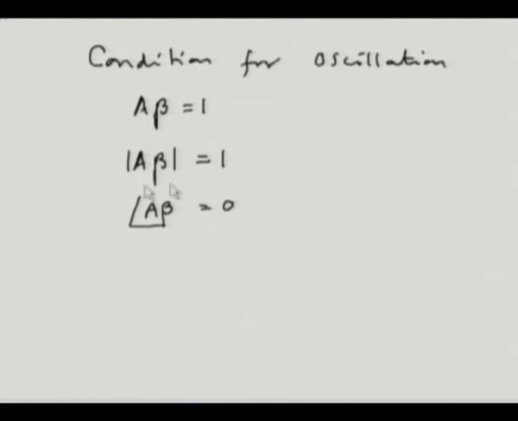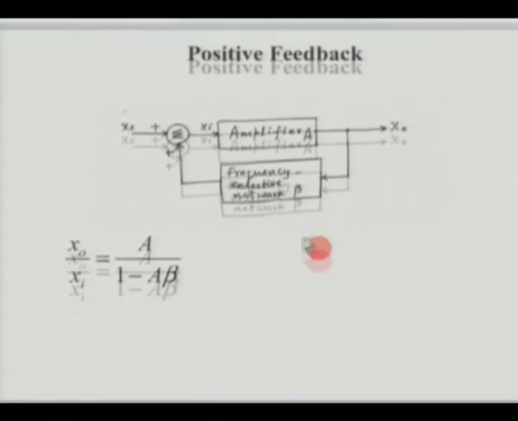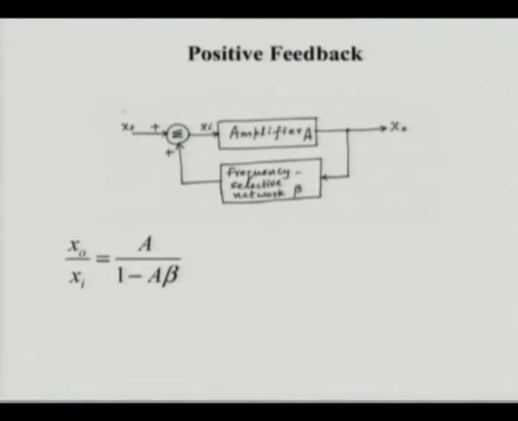So if I can satisfy these two conditions using a frequency selective network, the modulus of A beta must be equal to unity and the phase is equal to 0. So what is the meaning of this? Essentially what we are saying is, at the frequency of oscillation, A beta must be real and it should be equal to unity. Now let us look at an actual circuit and see how we satisfy this.